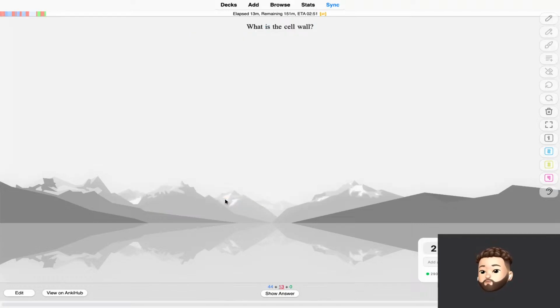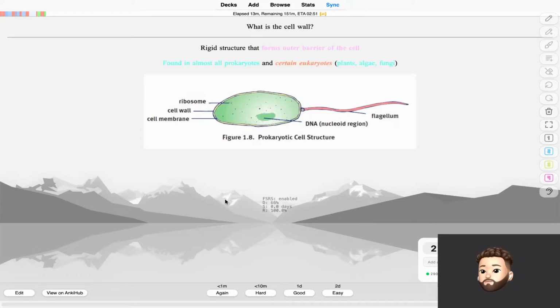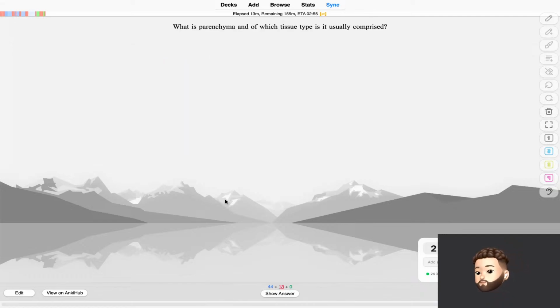What is the cell wall? It is the rigid structure that provides the outer layer of the cell. Oh my god. Rigid barrier. What is parenchyma? The functional part of an organ. It's composed of epithelial cells.